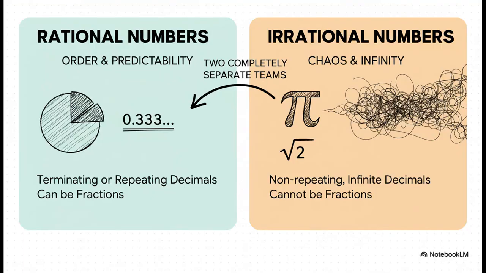So here's the bottom line. It really comes down to this one simple test: can you write it as a fraction? If the decimal ends or it gets into a nice, neat repeating loop, then yes, you can. It's rational. But if that decimal just goes on forever into chaos, it's irrational. And a number can only be one or the other. They're on totally separate teams.